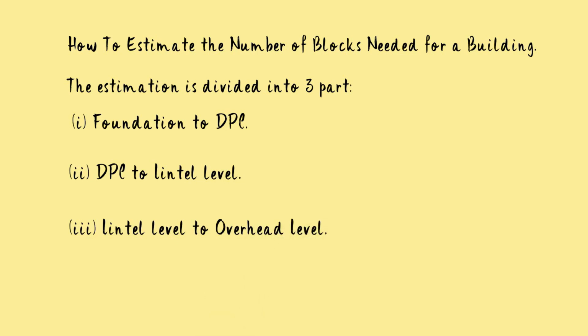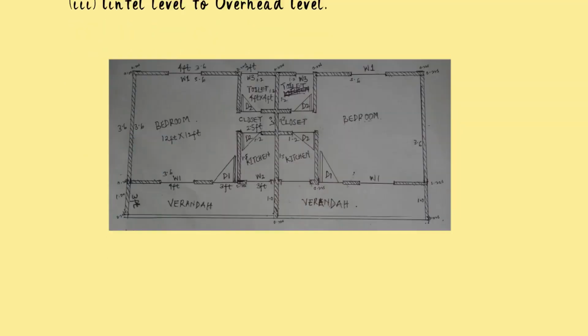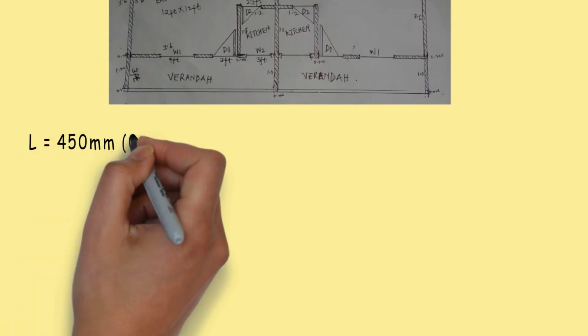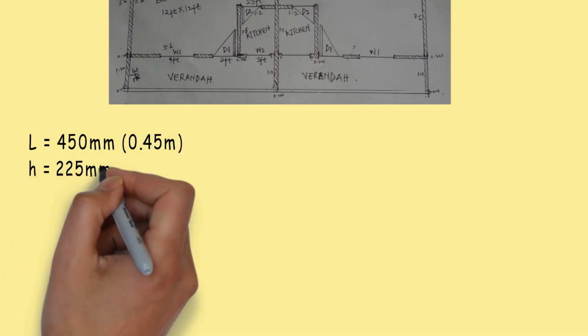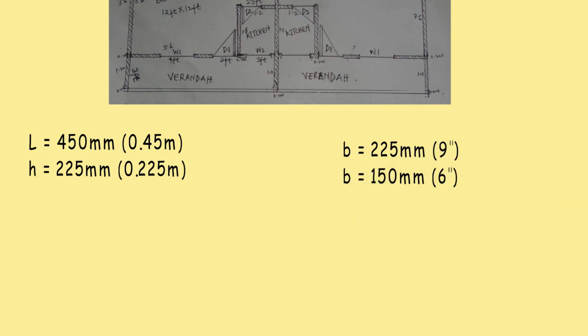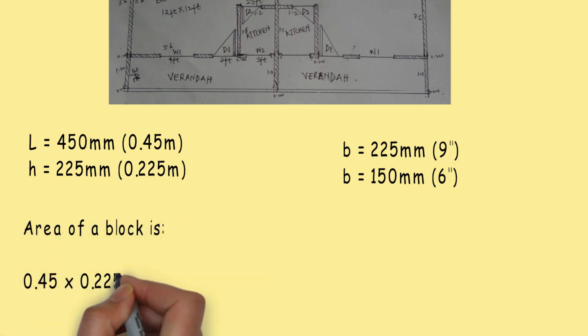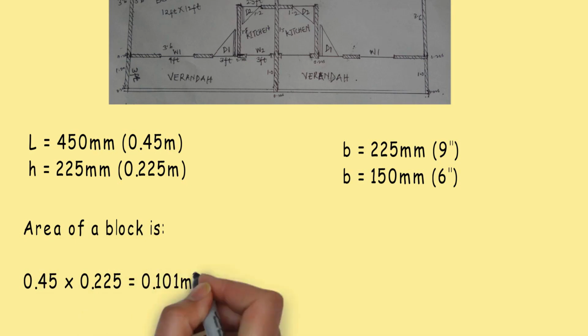First, let's know the area of a sandcrete block. Hollow sandcrete block has a length of 450 mm, which is 0.45 meter, a height of 225 mm, 0.225 meter, and the breadth is 225 mm for the bigger size, also known as 9 inches, and 150 mm for the smaller size, also known as 6 inches. Area of block is 0.45 times 0.225 equals 0.101 meter square.